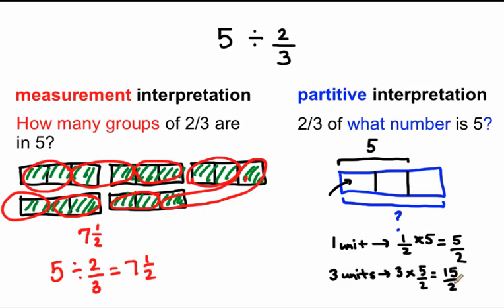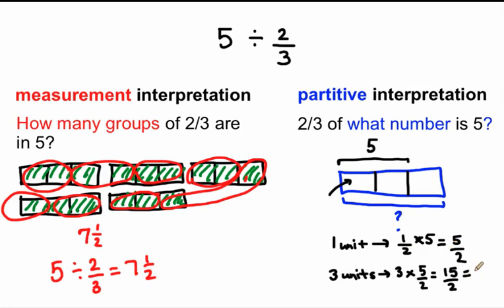I would take 15 and divide it by 2, or ask myself, how many groups of 2/2 are in 15/2? So I count by 2, and the pieces are called halves. So I can count by 2, 4, 6, 8, 10, 12, 14, 16, and 16 is too much. So I can't get to 8 wholes, but I can get 7 wholes.